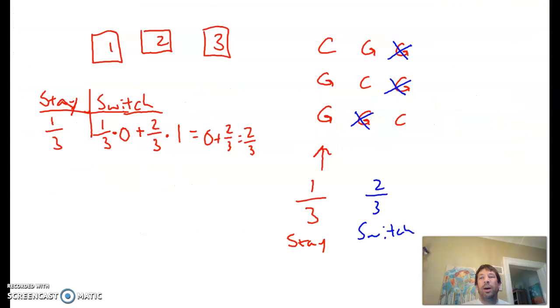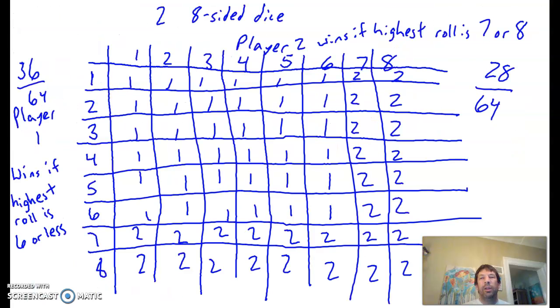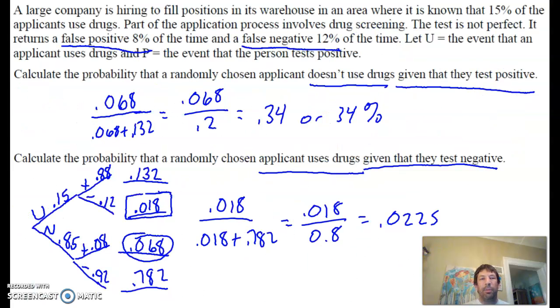So you can use an area model, or you can use a tree diagram to help you with these conditional probabilities. So hopefully that helps answering some of these more difficult probability questions.